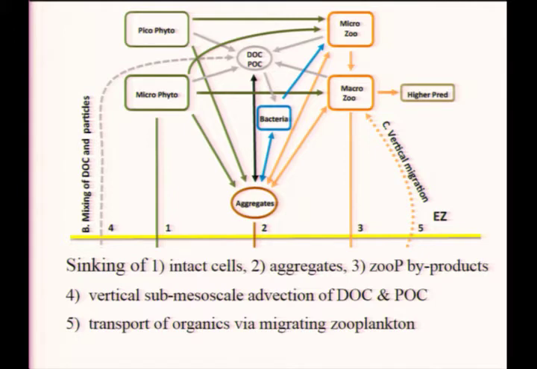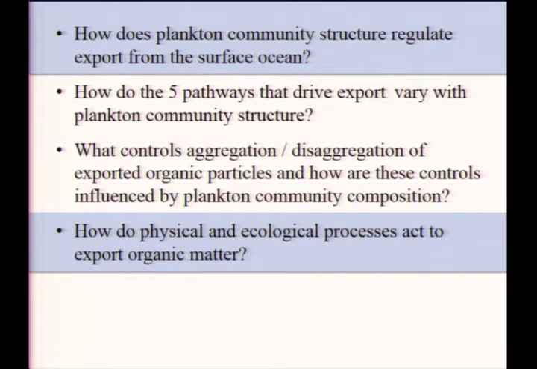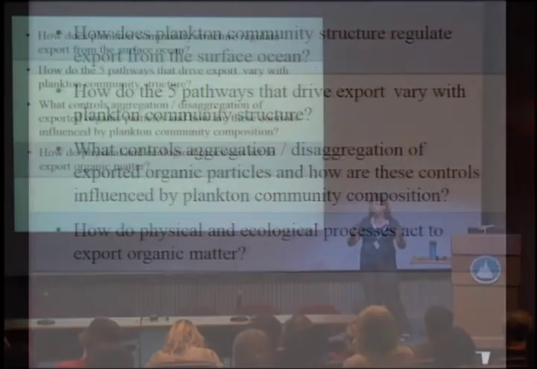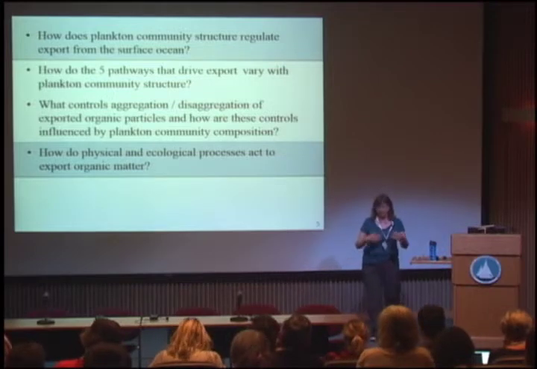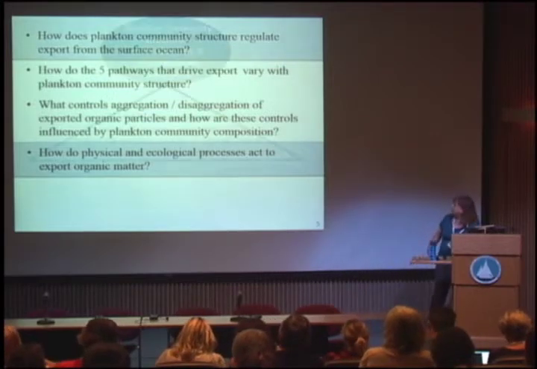Here's a blow-up of the wiring diagram, just focusing on the upper ocean. And as Ruth said, there are 5 pathways: sinking of intact cells, sinking of aggregates, sinking of zooplankton byproducts, vertical submesoscale advection of DOC and POC, and then transport of organics via vertically migrating organisms. So those are the 5 pathways. And what I want to do in this really short talk, and I've emphasized them in blue, is talk about a couple little vignettes in terms of what have we learned in the last year, and what are some of the challenges, and how could this fit into the larger export picture.